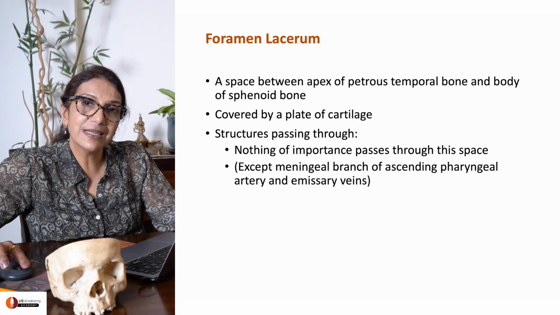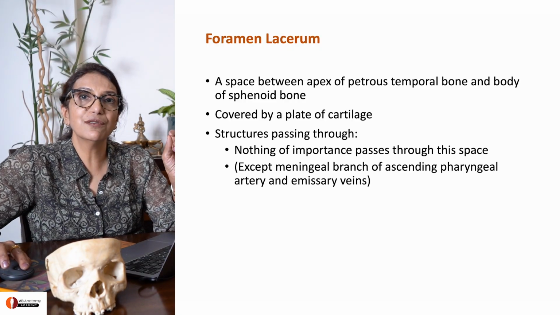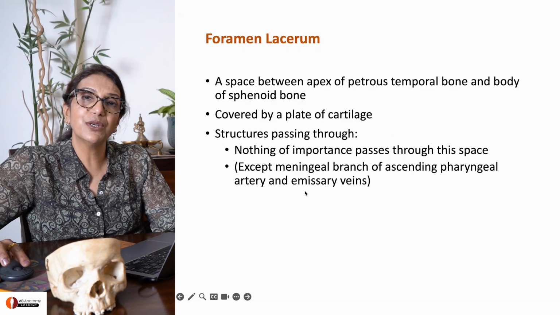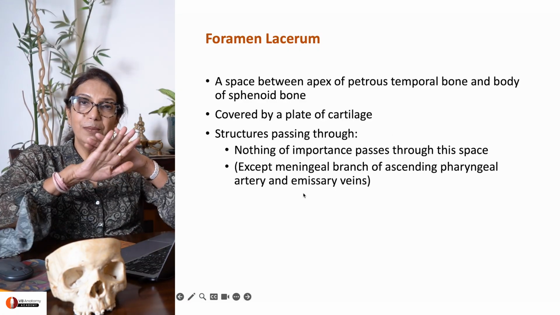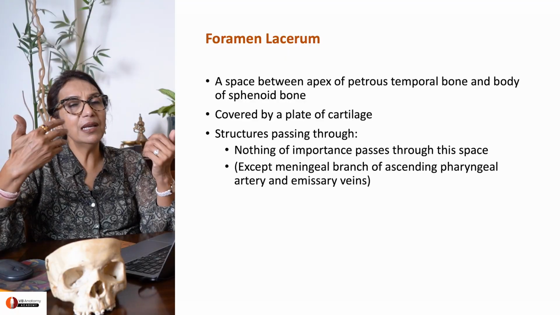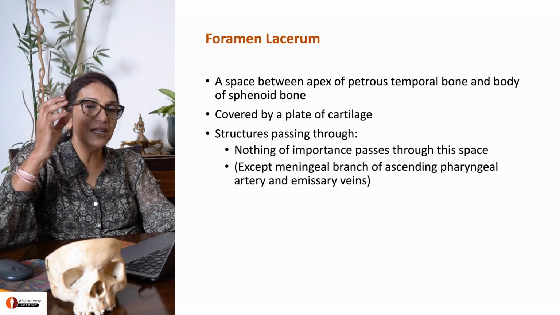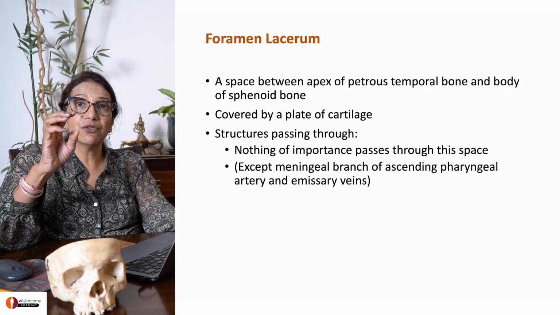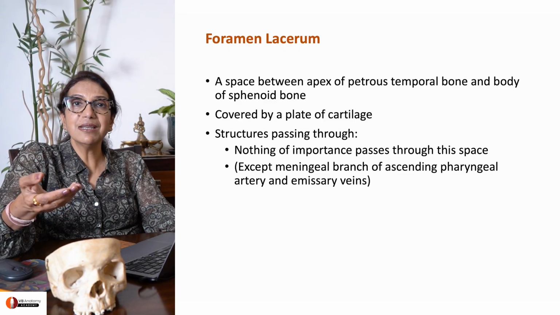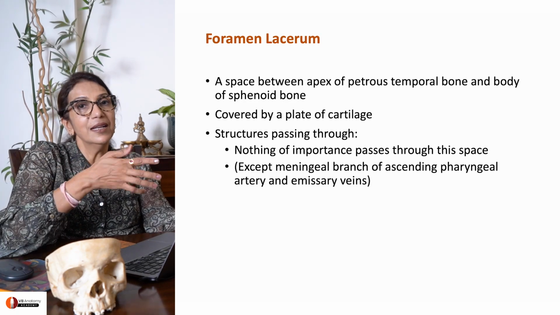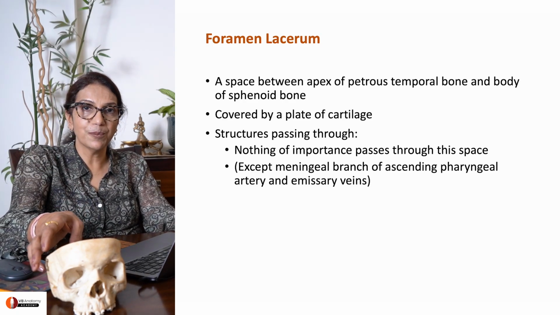What is foramen lacerum? It's a foramen that gets formed between the posterior edge of sphenoid and the apex of petrous temporal bone. It's normally covered by cartilage and nothing of importance passes through it. Sometimes just the meningeal branch of ascending pharyngeal artery, but it's a large space and is therefore always asked in exams what passes through. You have to say nothing of importance passes through.